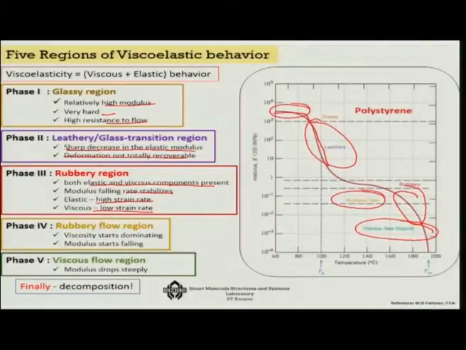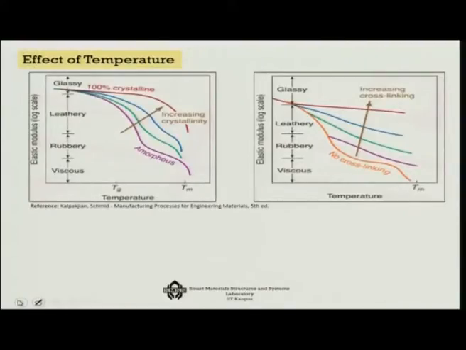Then you have the rubbery flow region, where the viscosity starts to dominate and the modulus starts to fall again, and you have the viscous flow region, where the modulus drops very steeply. Of course, the final phase is the decomposition. Now, what is the effect of temperature in a viscoelastic material?